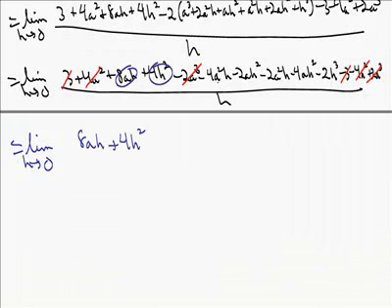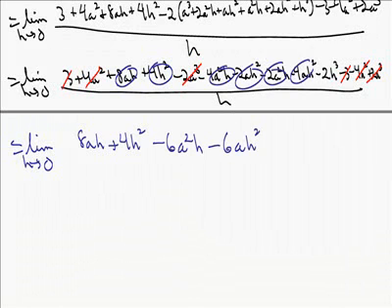Negative 4a squared h. Here's minus 2a squared h. So that's a total of minus 6a squared h. And then we got a 2ah squared and a negative 4ah squared. So that's a negative 6ah squared. And finally a negative 2h cubed. All of that divided by h.